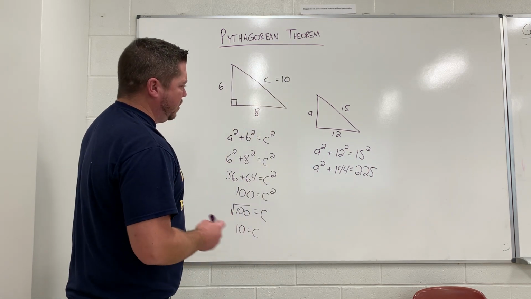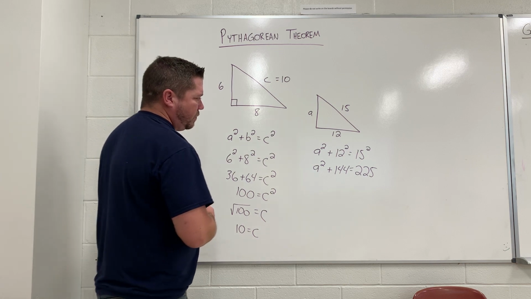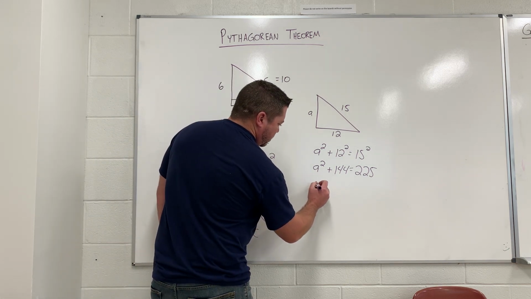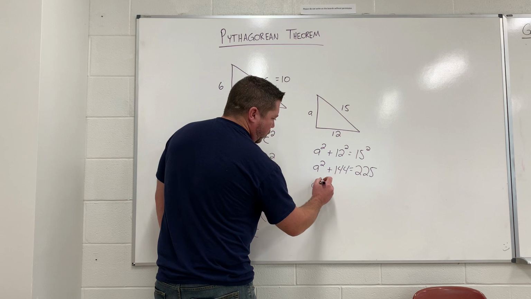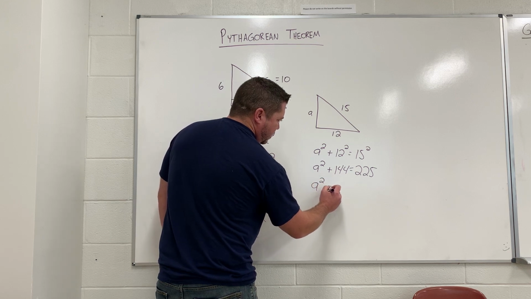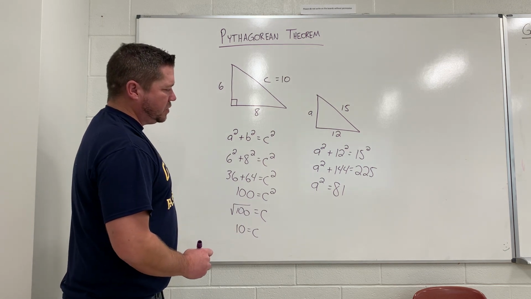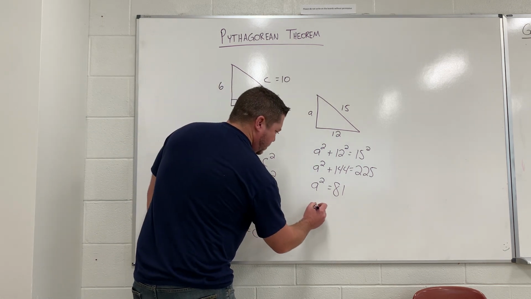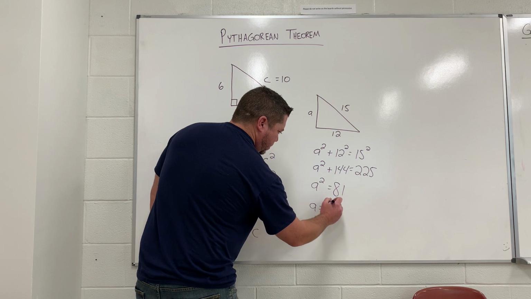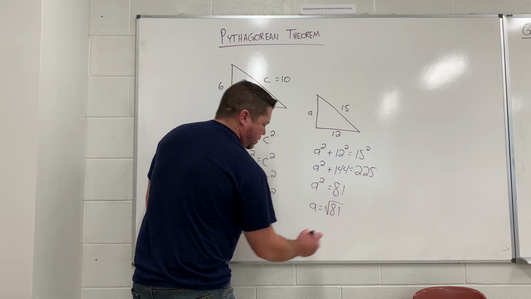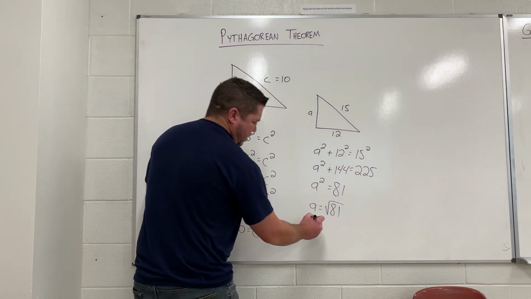And just like any other equation we do, we're going to solve for A. So subtract 144 from both sides, and then take the square root of both sides. So A is going to be 9.